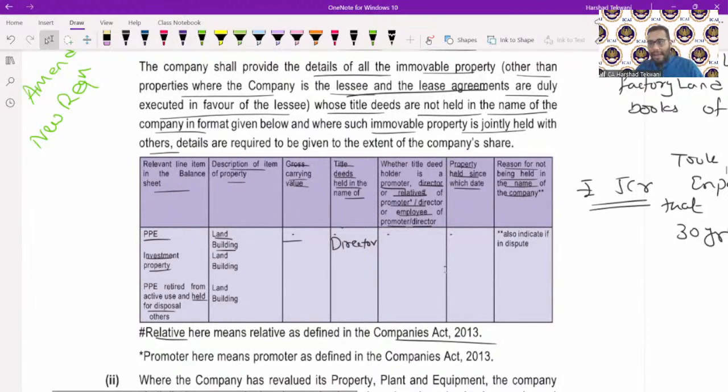Same way, when we discuss CARO, we will see the auditor's responsibility with respect to this transaction. There will be auditor's responsibility in the CARO also with respect to this transaction. We'll see at that time. But as of now, park it that the company needs to disclose where the title deeds are not in the name of the company. In whose name, what is the relation of that person, since when he is holding that property, and why it's not in the name of the company, the reason.